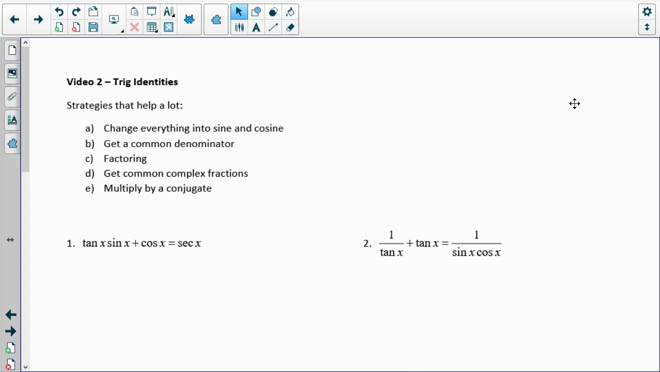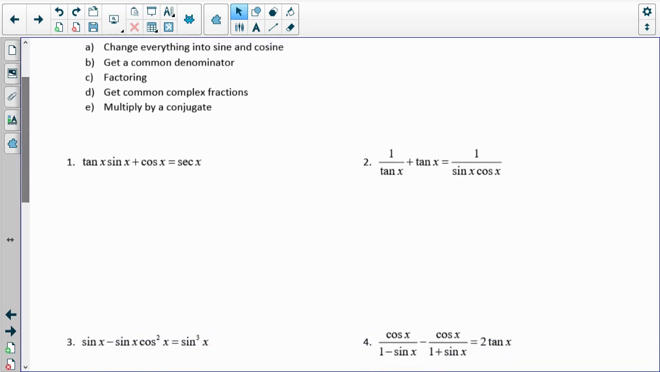But remember, in order to be good at trig identities, you have to do two primary things. You have to know your identities like the back of your hand, and you have to be pretty good at algebra. So, some strategies that help a lot: changing everything into sine and cosine if you don't really know what to do. And then there are a lot of algebra things like getting a common denominator, getting complex fractions that are common, and then canceling things off, multiplying by a conjugate, factoring. Those are all things that we do. And so let's take a look at problem one.